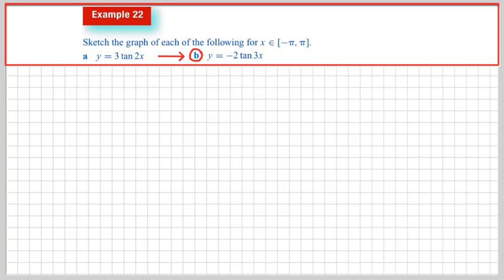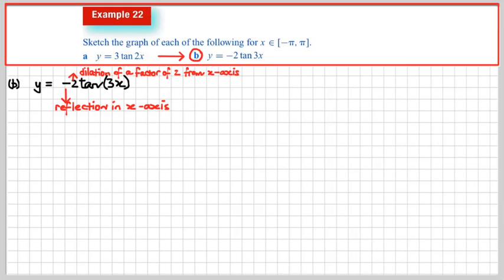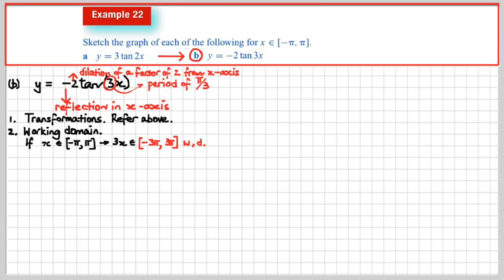Now this one, B, okay, let's do this one. What's this? It's an upside down one. But the good news is that it's not translated vertically or horizontally, so it should be nice and easy for us. Let's go through the routine. Okay, reflection in the x-axis, because it's a y reflection. It's got a dilation of a factor of 2 from the x-axis, and it's got a period of, not pi, but pi on 3. Okay, transformations refer above, working domain.